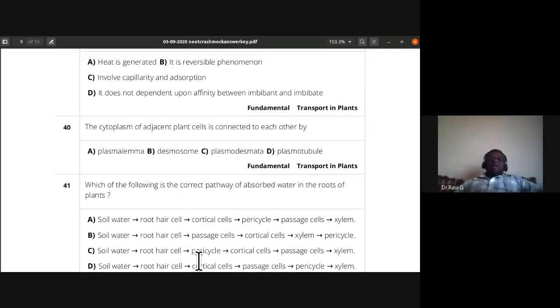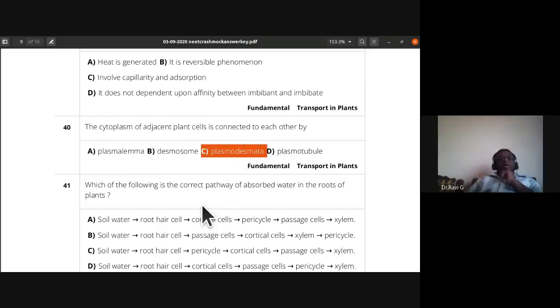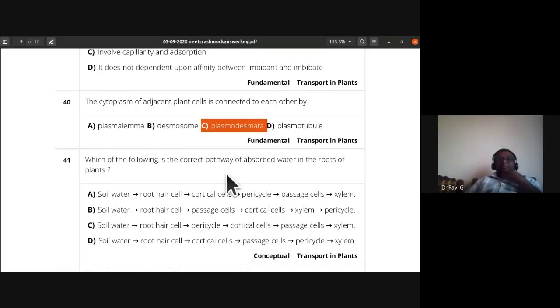The cytoplasm of adjacent plant cells is connected to each other by? I think this is easy. Plasmodesmata. The answer is plasmodesmata. Cytoplasmic connections, we call it plasmodesmatal connection or plasmodesmata.